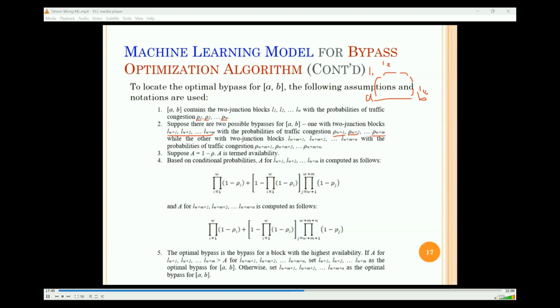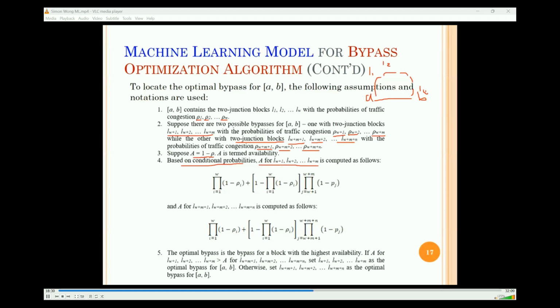While the other bypass, with two junction blocks, is this one: L sub W plus M plus 1 and so on, with this probability of traffic congestion. And I suppose this is the availability, which is 1 minus the probability of traffic congestion. So based on the conditional probability, the availability for what?